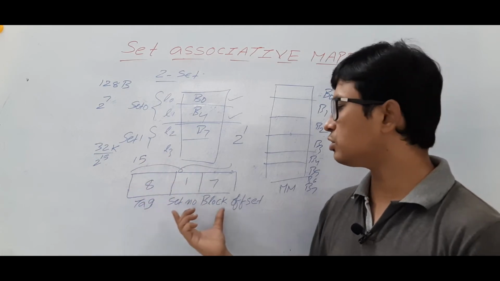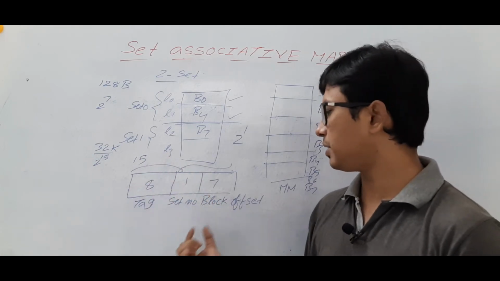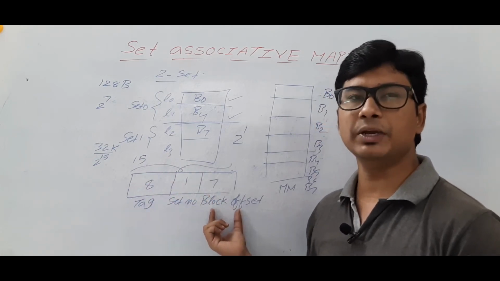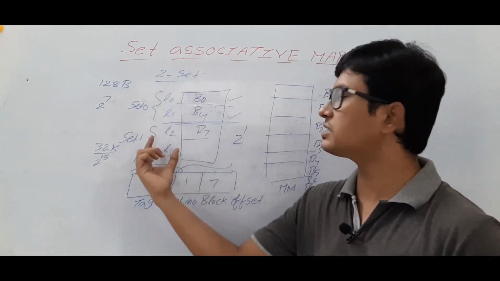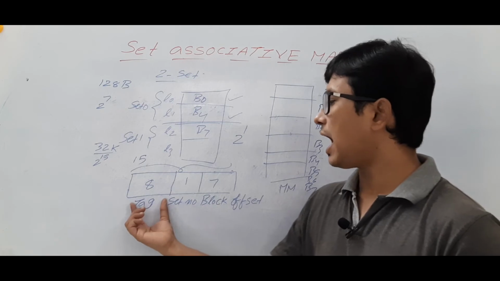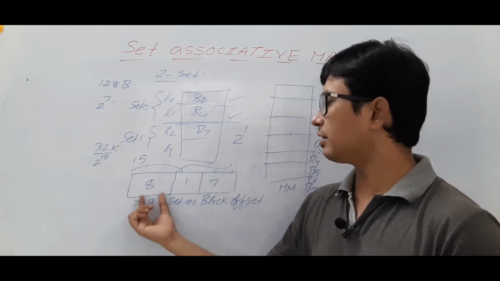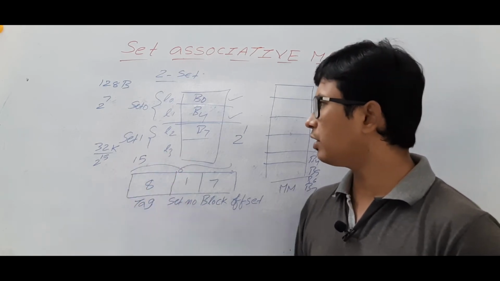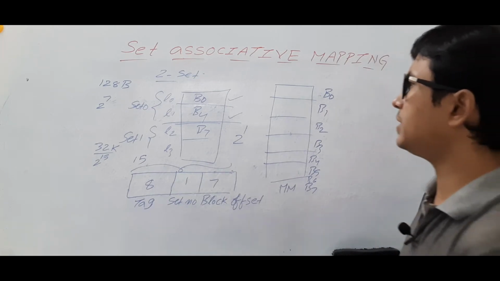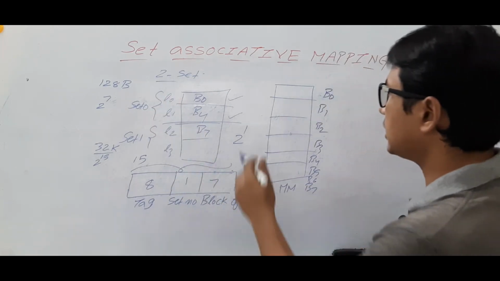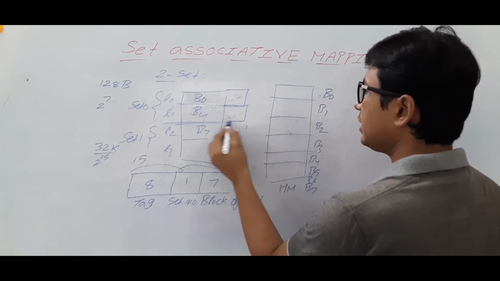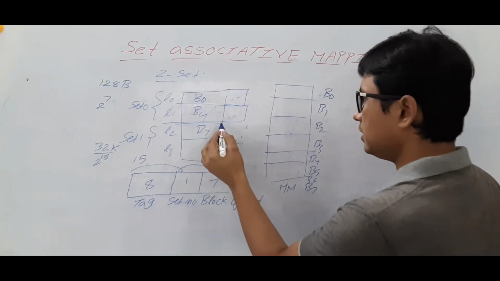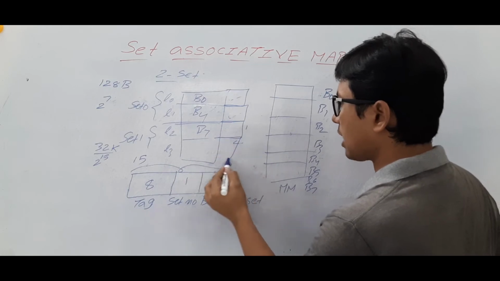So the set associative mapping address is classified into 3 parts. One is the block offset, which depends on the size of the block, and the set number depends on how many sets are there in the cache memory, and the tag will be the remaining bits. And now you can ask how many tag bits. So let me write here. Each cache line will have tag bits. Am I right or wrong?